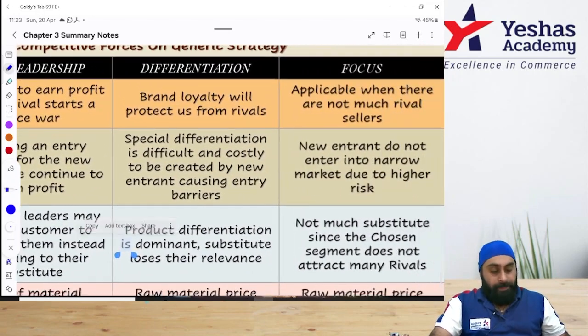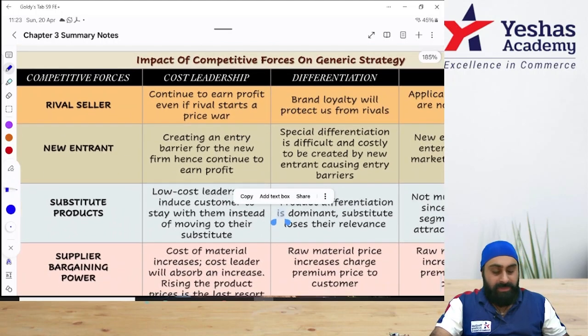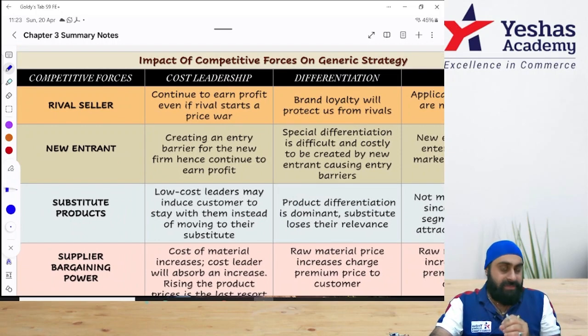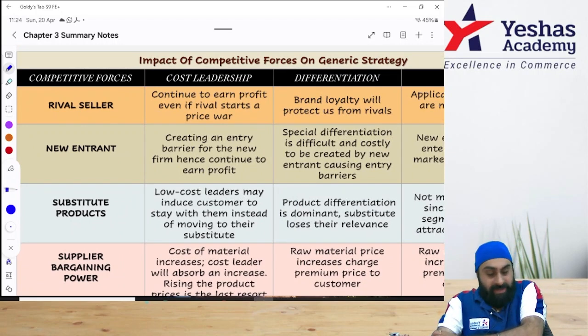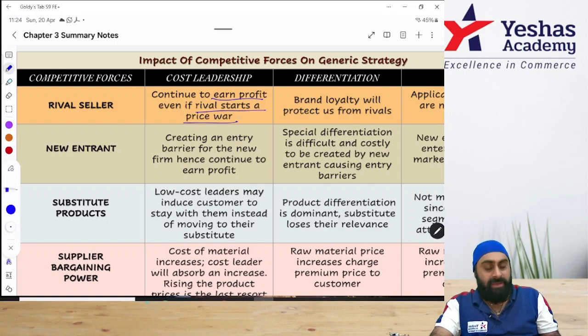Now, a beautiful point, beautiful example, beautiful discussion. Let's proceed further. First one is, if there's a rival seller, how would you perform in a cost leadership? If you are a cost leader, what will happen? You will continue to earn profits even if the rival starts a price war.